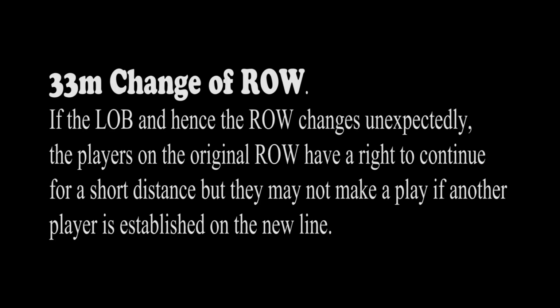33M. Change of row. If the line and hence the row changes unexpectedly, the players on the original row have a right to continue for a short distance, but they may not make a play if another player is established on the new line. If the line changes unexpectedly, the players with the row can continue on it because they cannot banish. They have the right to exit the play, provided they do not touch the ball. This applies whenever another player has taken or is set to take the new line.